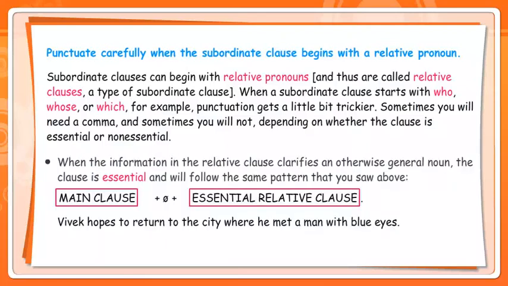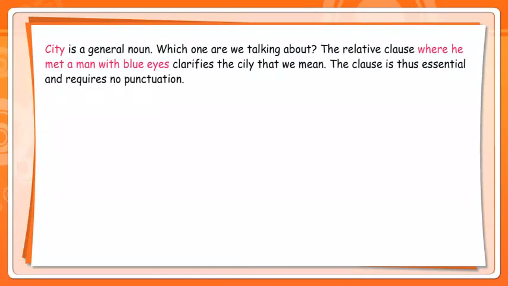When the information in the relative clause clarifies an otherwise general noun, the clause is essential and will follow the same pattern that you saw above. Main clause, no punctuation, essential relative clause. "Vivek hopes to return to the city where he met a man with blue eyes." City is a general noun. Which one are we talking about? The relative clause "where he met a man with blue eyes" clarifies the city that we mean. The clause is thus essential and requires no punctuation.